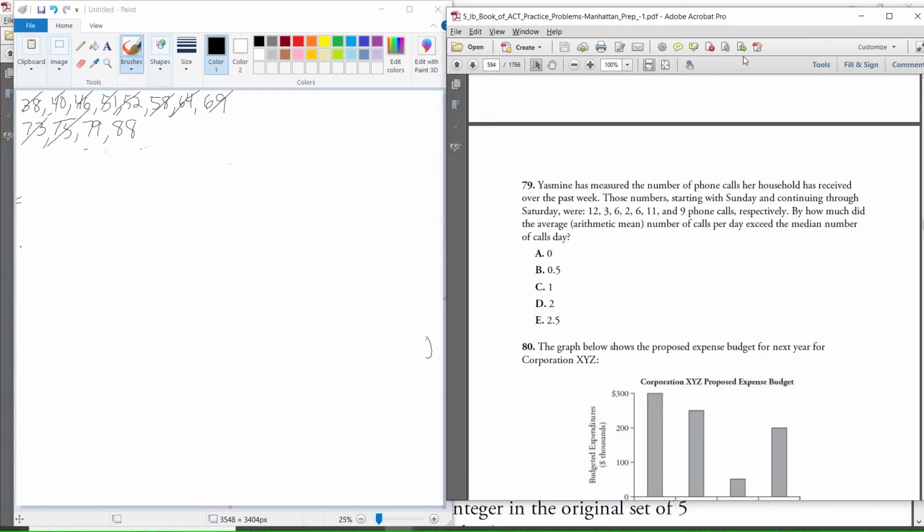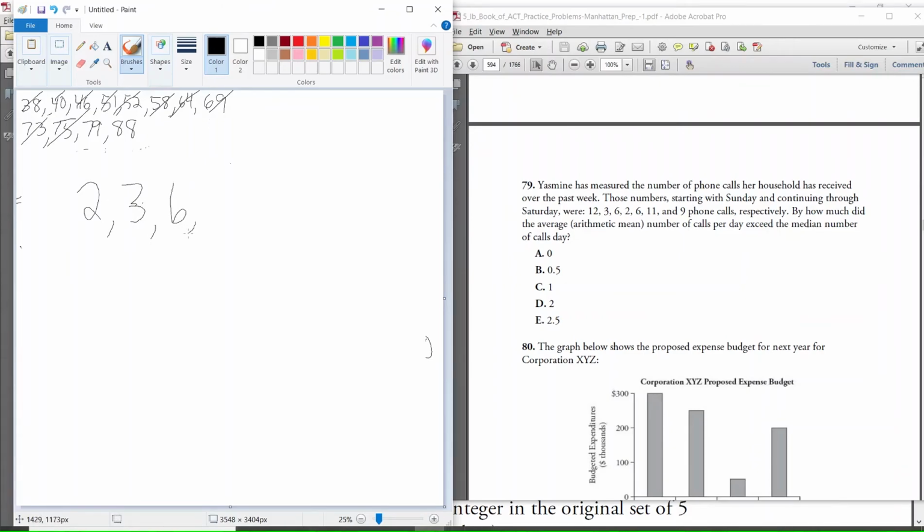So let's write them in order. It has to be an ordered list. So we have 2. We have 3. I think 3. Yes. 6. 6. 9. 11. 12. Now, I didn't do it, and I actually should have. I just don't want to mark up my document. But you should cross out the numbers as you write them down. And let's make sure there's 7. 1, 2, 3, 4, 5, 6, 7. There are 7. So what is the middle number?